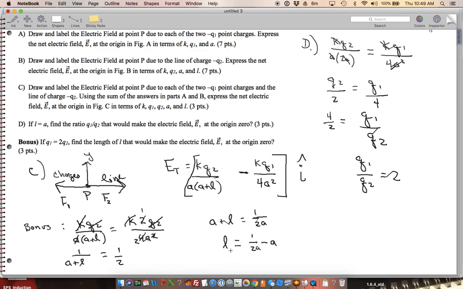So, hold on, I need an a here. Yeah, all right, so let me go back. So 1 over (a plus l) is equal to 1 over 2a. So then I can cross multiply. So I'm going to have a plus l is equal to 2a. Sorry, I get these weird lines coming in on me. So now, subtract a from both sides, and I get l is equal to a. So that's my bonus. And let me erase over here too. This is equal to 2.